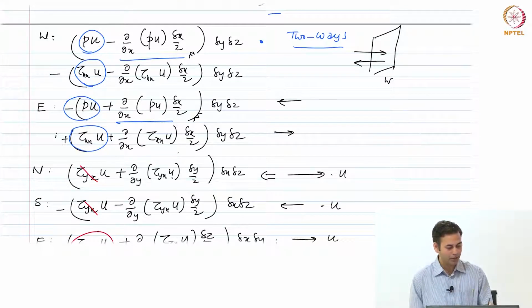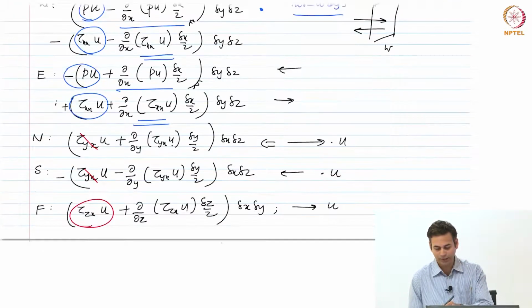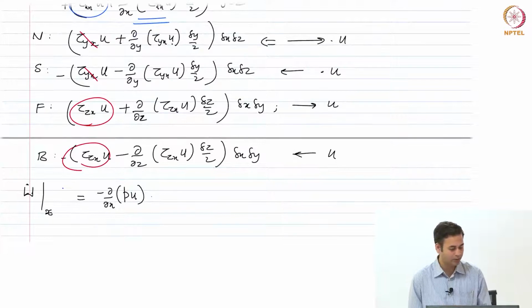We have these two terms, that is essentially tau xx u here. So this is a plus, we have two minus here and then there is a plus here. So we have these two terms also summing up to 1 with a positive sign. So this will be how much? This will be plus partial x tau xx times u multiplied with delta x delta y delta z, which I have not written down.